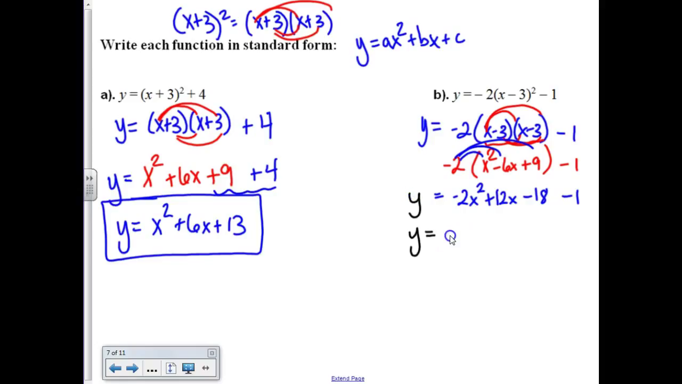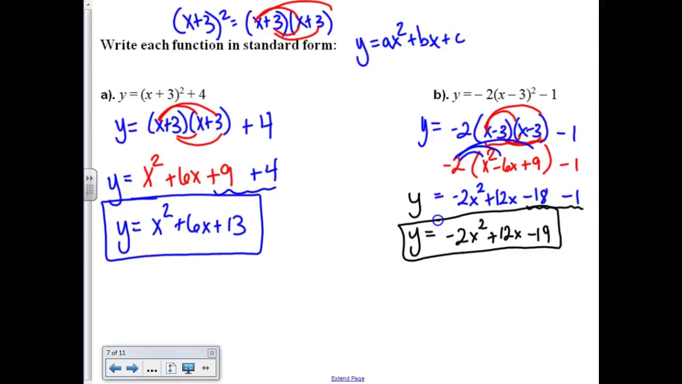Collect your like terms. So we have negative 2x squared, still have plus 12x. And then when I combine negative 18 minus 1, I get negative 19. Yeah, negative 19. So what we just did was we took vertex form and rewrote it in standard form.